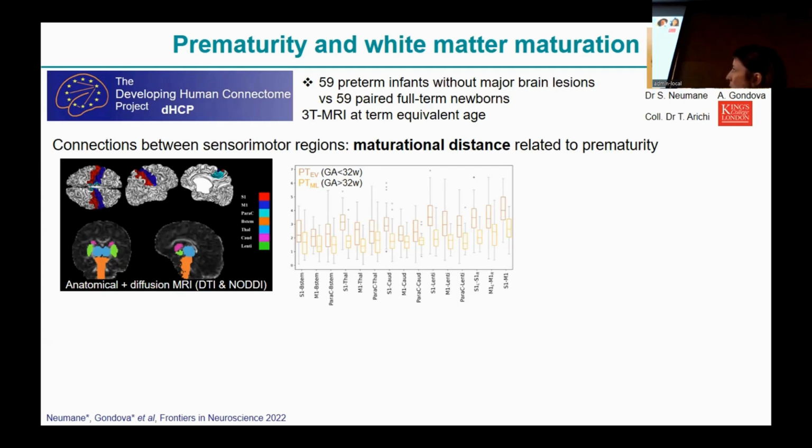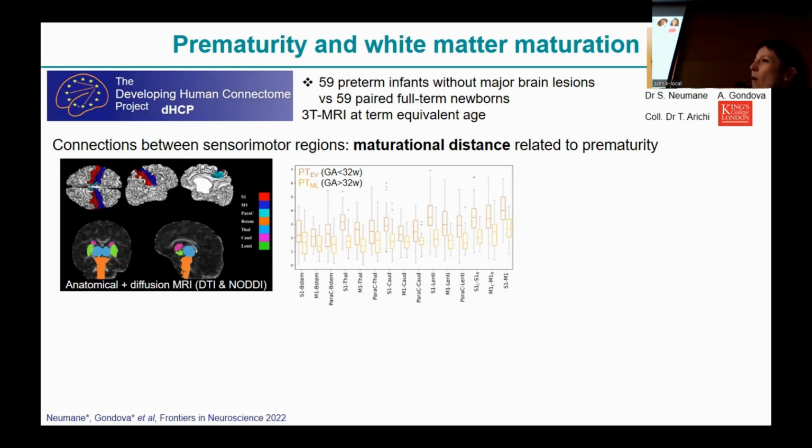In this study, we computed what we call the maturational distance related to prematurity, which means that we compared each preterm infant to the group of full-term neonates that were considered as a reference. The closer to zero the distance is, the closer the preterm is to the reference group of neonates. Here you have two different groups of preterms: one born extremely or very preterm, and others more moderate or less preterm. You can see that for none of these connections is the distance equal to zero. So prematurity has an impact on all the connections.